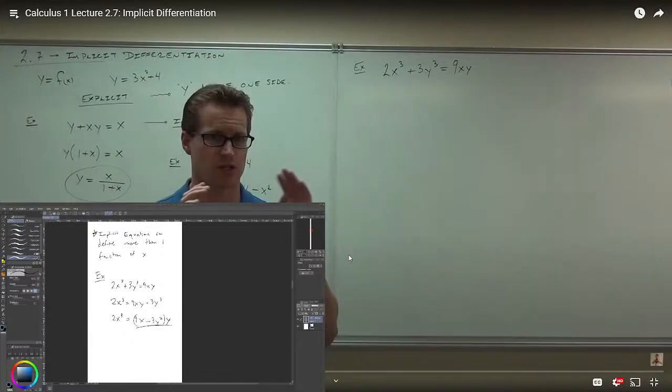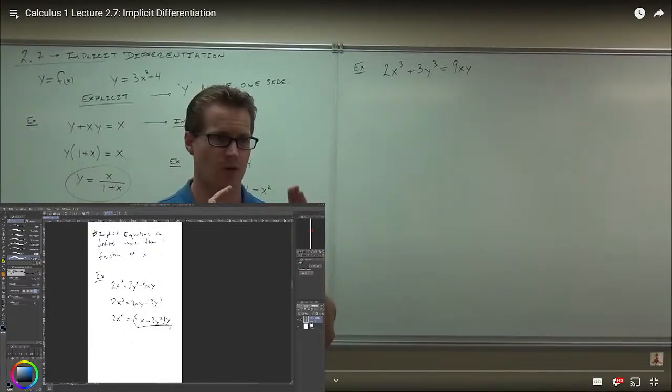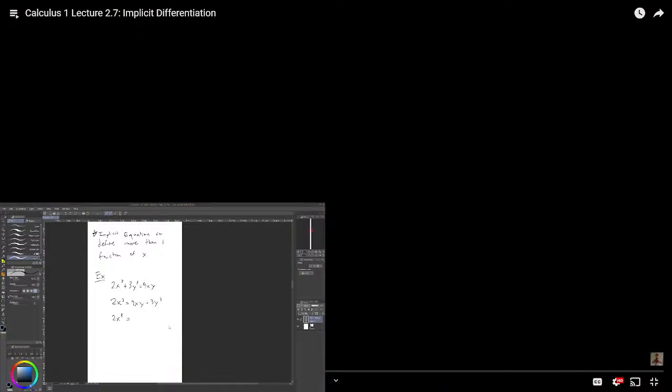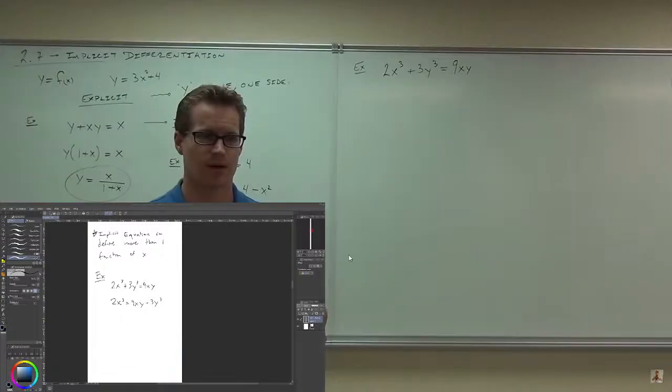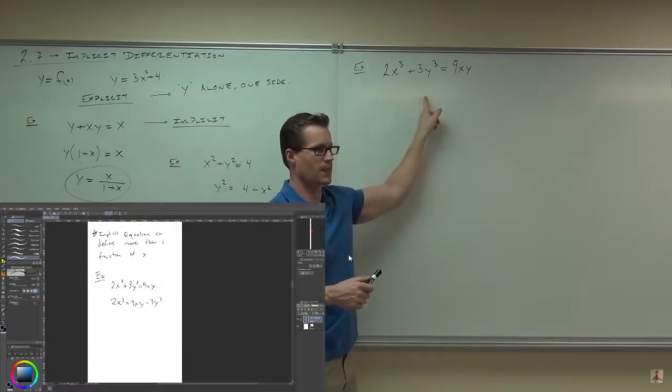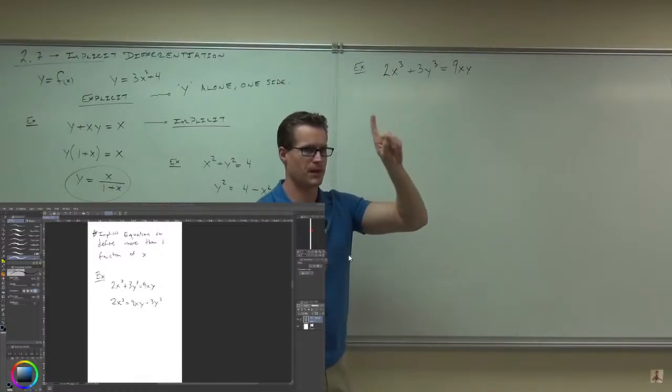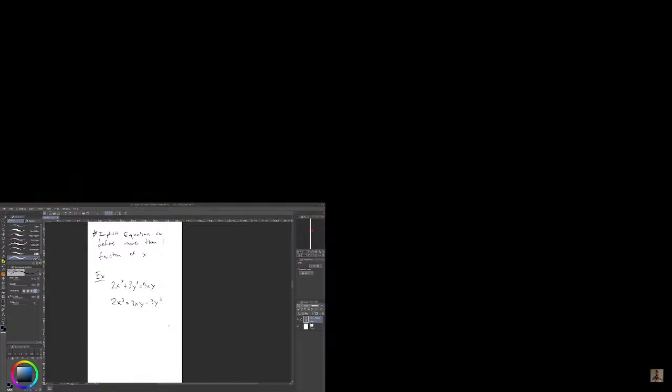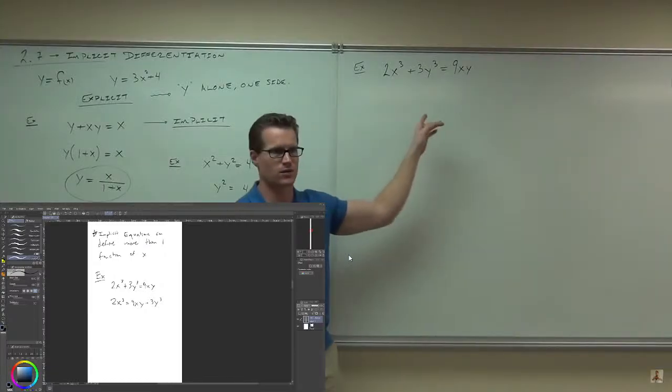No, probably not. Completely an x with no other x's? I mean, sure, you could divide by 9x, but that's still a y. Let me refresh your memory what explicit means. Explicit means there's one y. It's alone on one side, everything else is x's. Can you do that here?